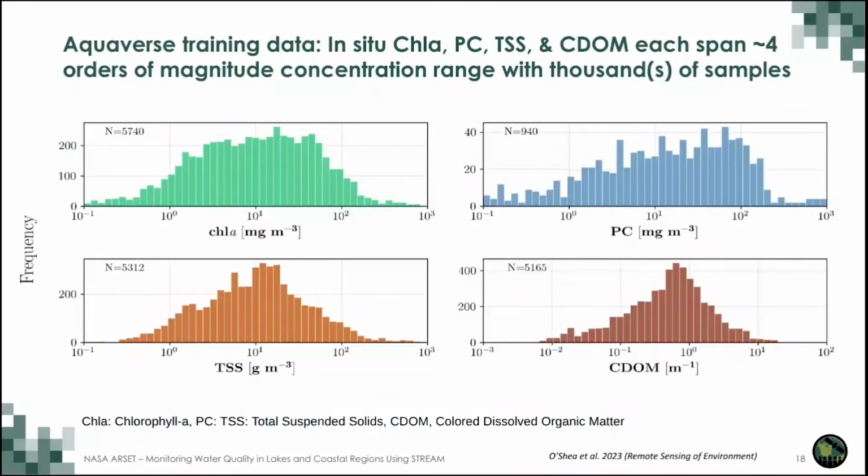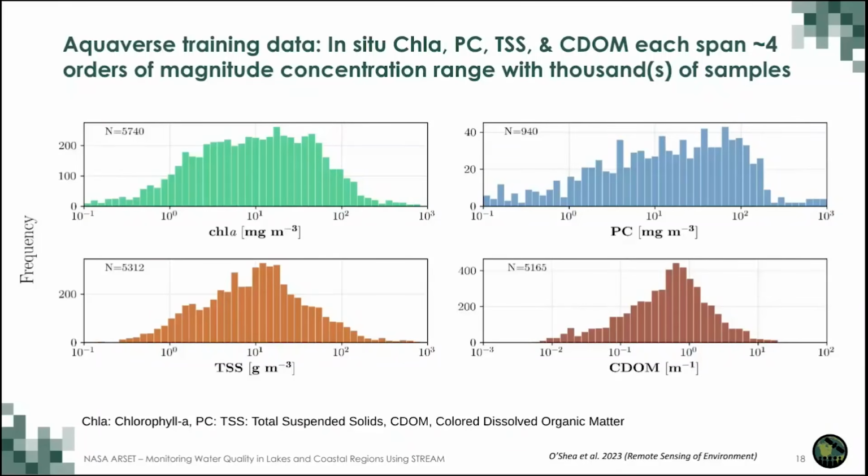So if we just look at the chlorophyll A histogram in the top left, we have about 6,000 measurements, and they span about 4 orders of magnitude. So it represents anywhere from oligotrophic to eutrophic waters quite well. We also have about 1,000 measurements of PC in the top right. PC stands for phycocyanin, which is another pigment, but this pigment is specific to cyanobacteria biomass, a potentially toxic algae. We only have about 1,000 measurements of those, which can be a little bit limiting during training.